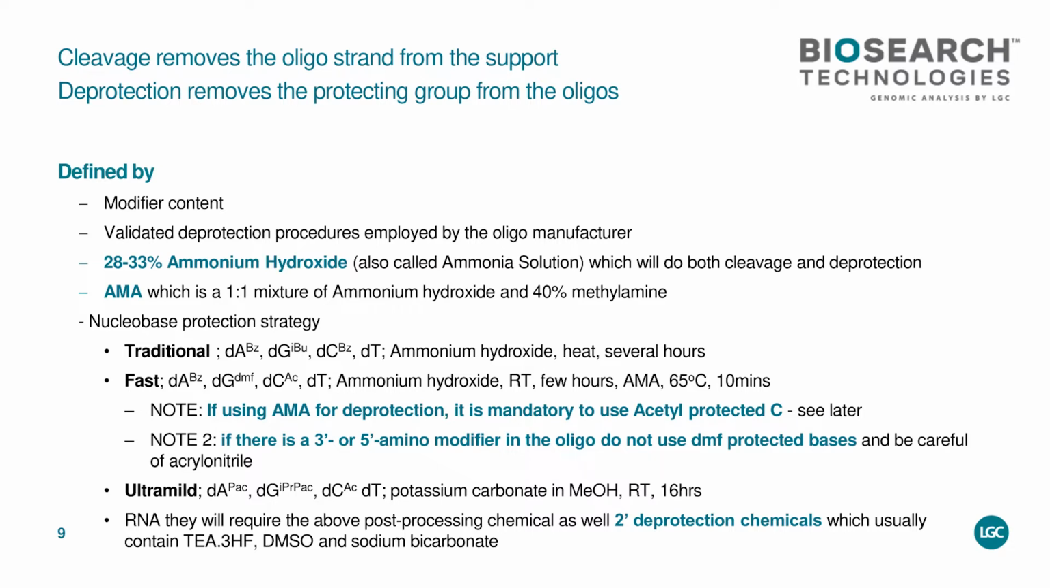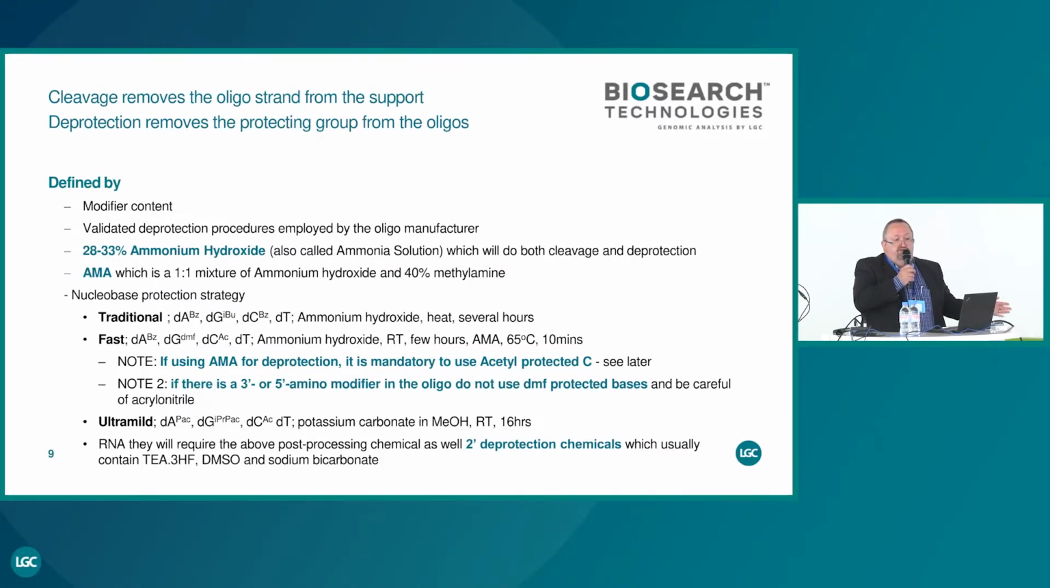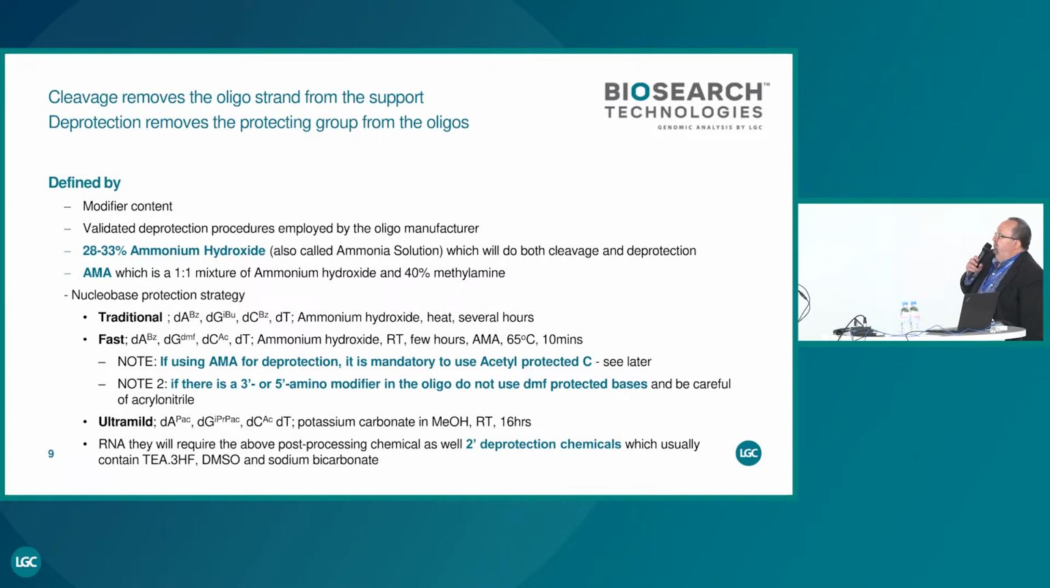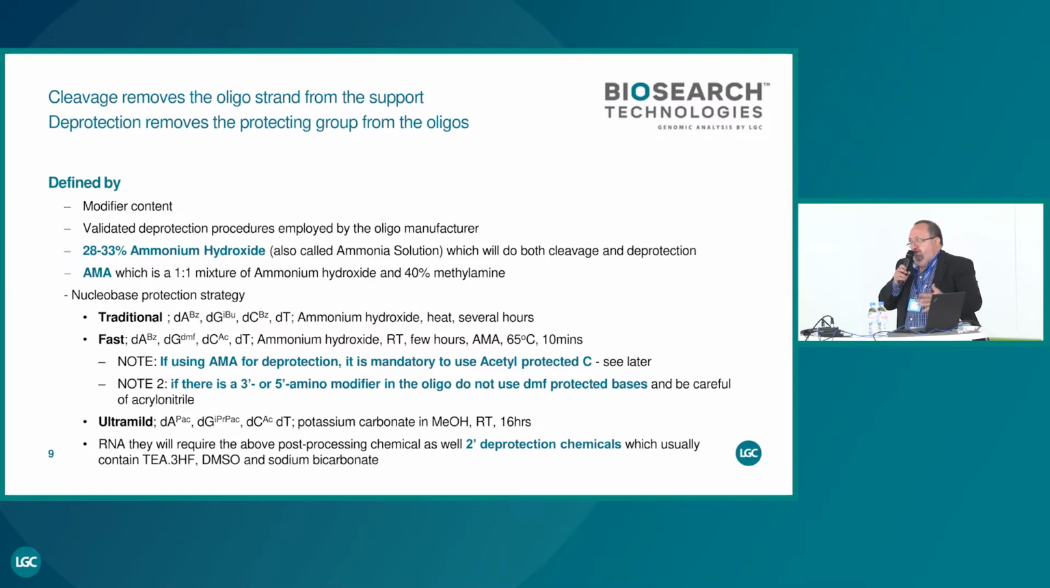So what is the process to use? It depends also on the modification on your oligo, the kind of chemistry you have used. It also depends maybe on the validated deprotection procedure you have in your facility. But usually you can use ammonium hydroxide around 30%, 28, 33%. We can do both cleavage and deprotection. Some people use the AMA, a 1:1 mixture of this ammonium hydroxide with 40% methylamine. You have to keep in mind, and I will explain also later, that methylamine in some countries is considered a dangerous reagent.